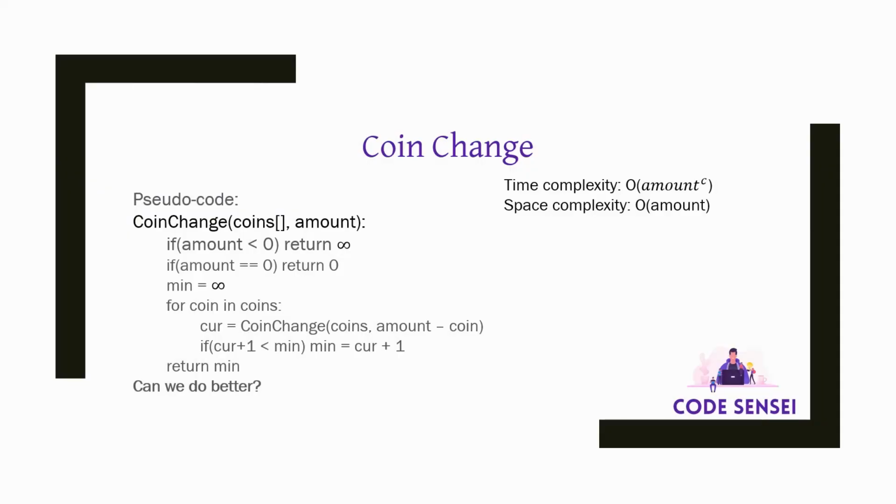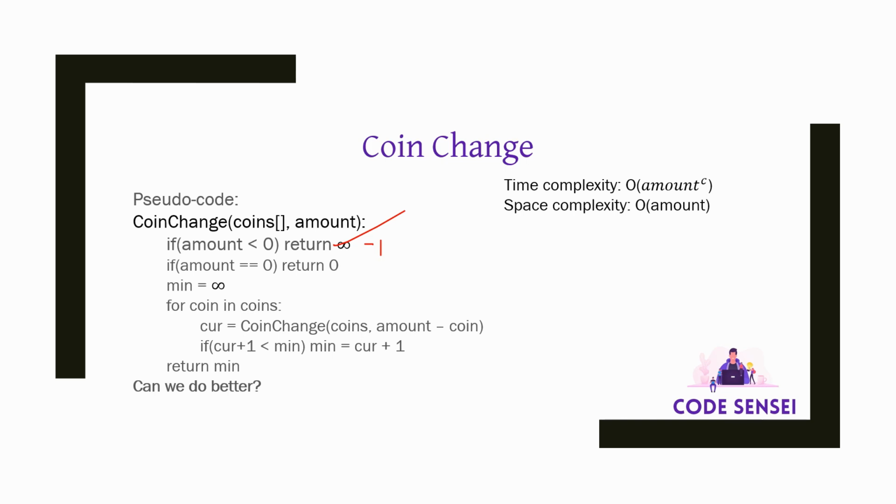So this is the pseudocode for the problem. As we saw earlier, if the amount is less than 0, I'm sorry, here this should be -1. If the amount is less than 0, we will return -1, because it is impossible to get negative value, right? And if the amount is 0, we will return 0, which will mean that it is possible to get that value.